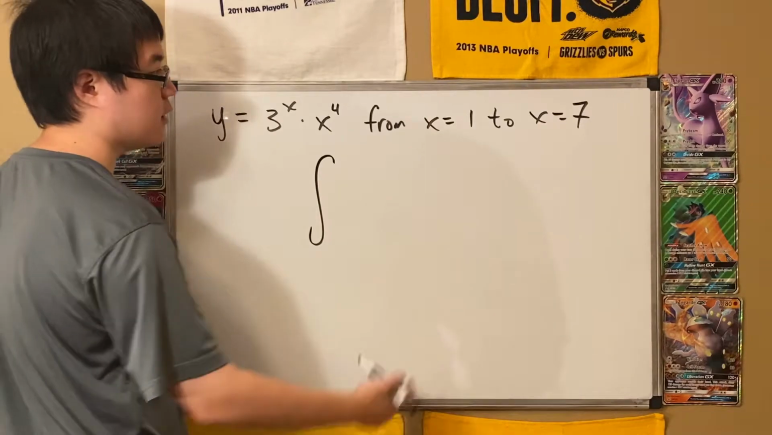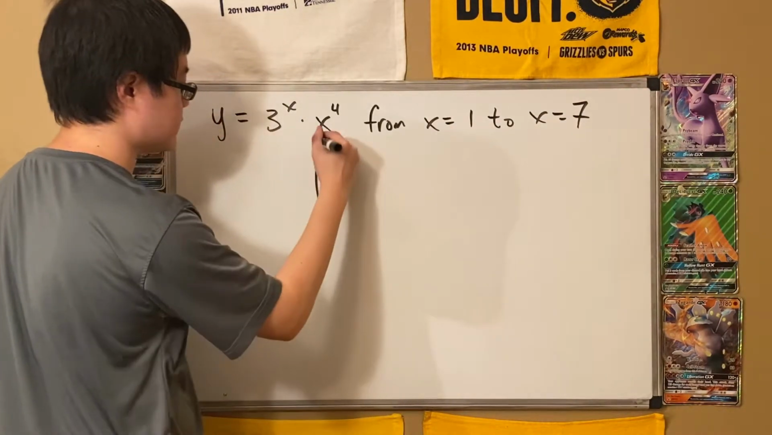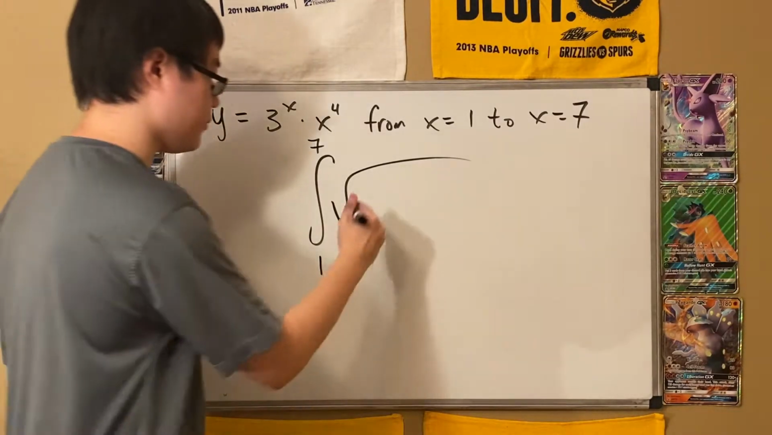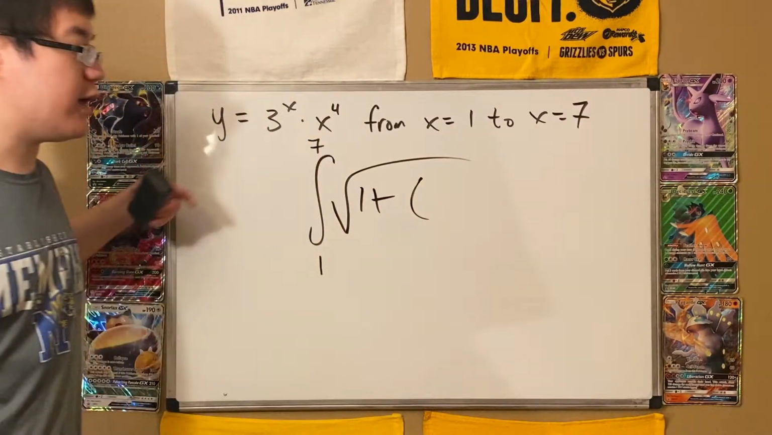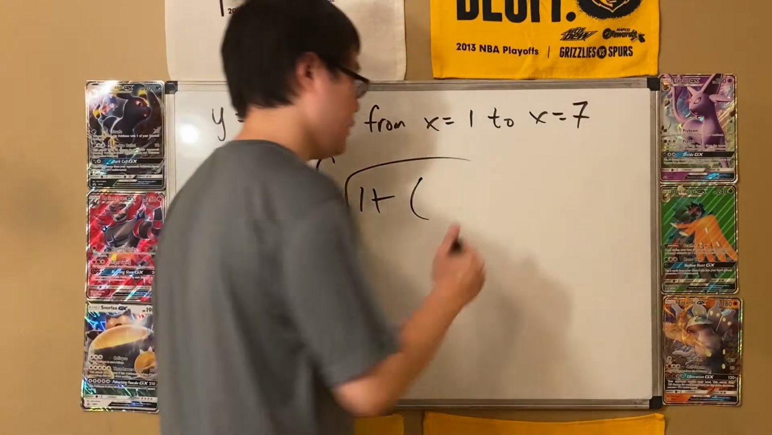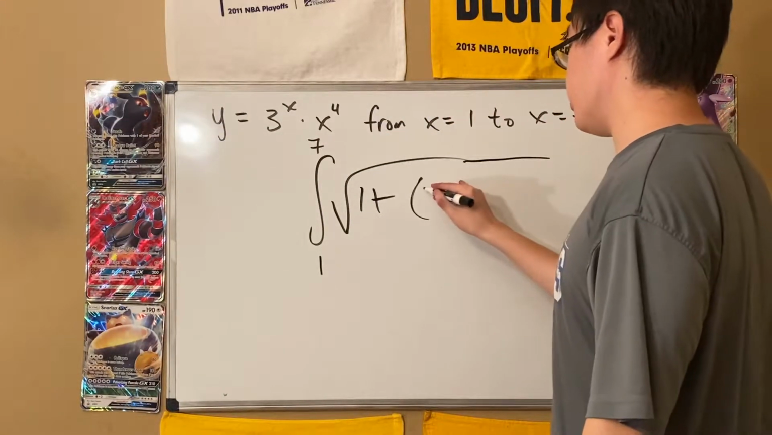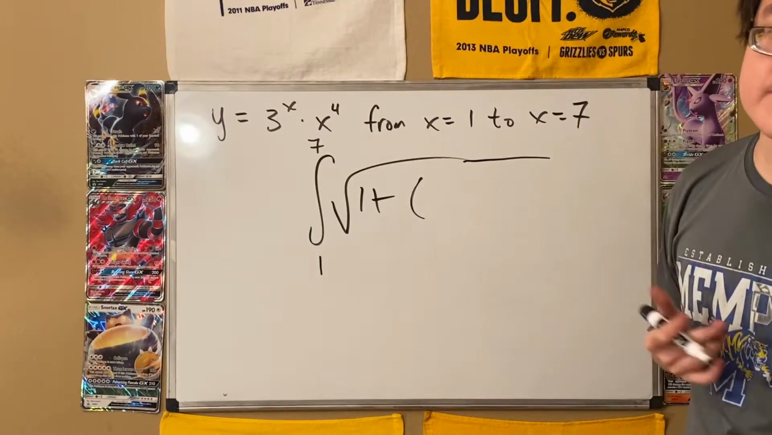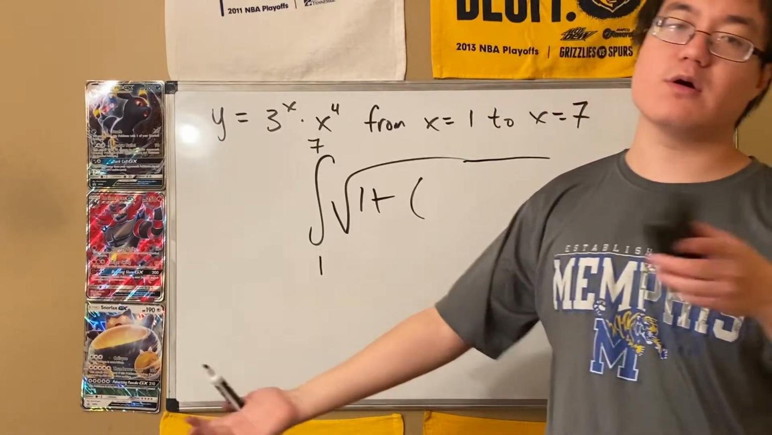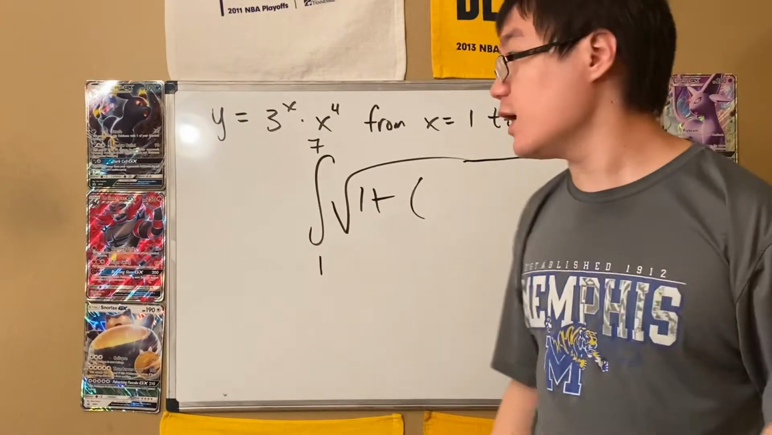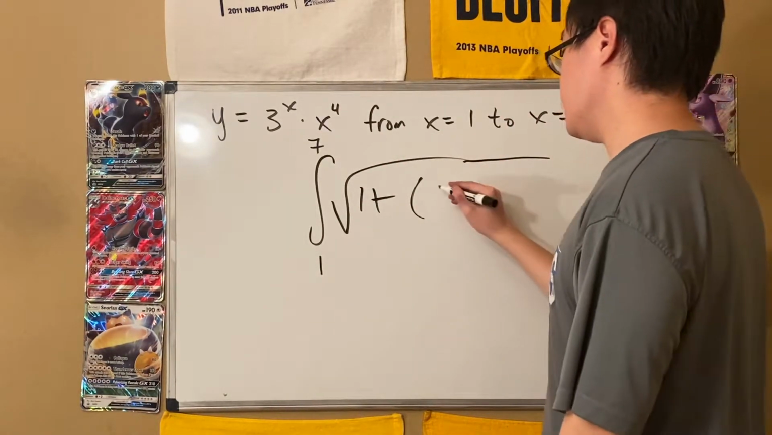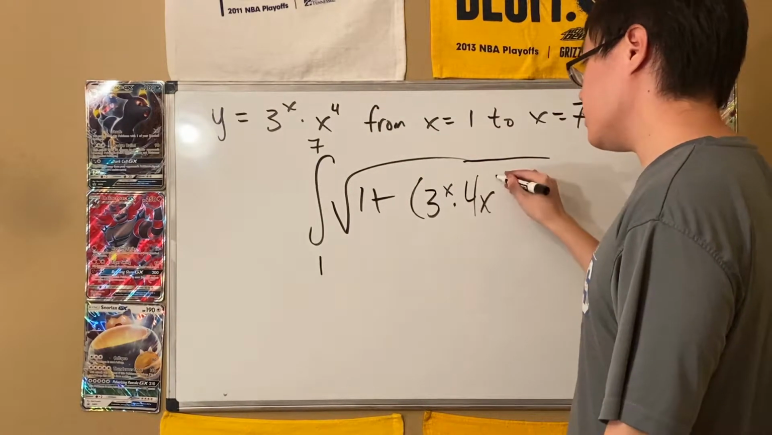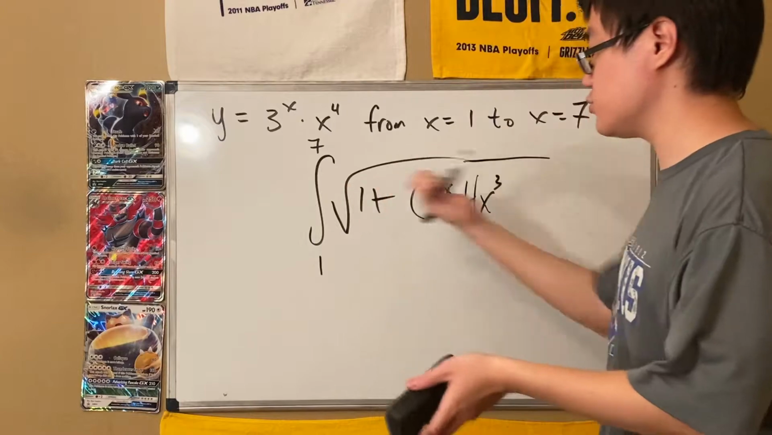You write an integral sign, you put the endpoints 1 and 7, you put a nice, beautiful square root, and then you write a 1 plus, put some parentheses, and whatever's in these parentheses will be the derivative. So in this case, it's going to be 3 to the x. Keep in mind that when you're taking derivatives, of course, you need the power rule, the product rule, the quotient rule, and the chain rule whenever they arise. In this case, it's going to be the product rule. So it's going to be 3 to the x times the derivative of x to the 4th. That's the power rule. We take the 4, bring it to the front, and subtract 1.